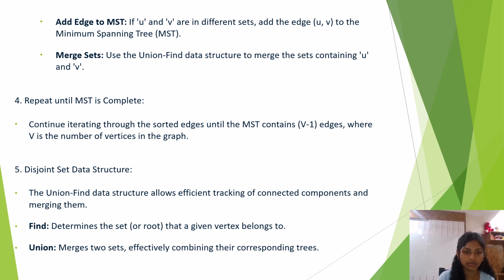Continue iterating through the sorted edges until the minimum spanning tree contains V-1 edges, where V is the number of vertices in the graph. Disjoint set data structure. The union-find data structure allows efficient tracking of connected components and merging them. Find determines the set or root that a given vertex belongs to. Union merges two sets, effectively combining their corresponding trees.